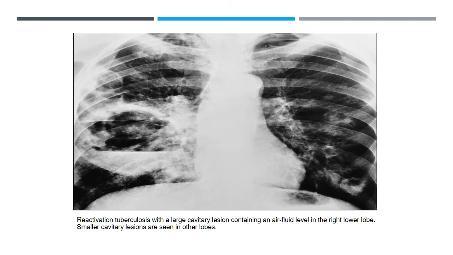Here is a picture of reactivation tuberculosis with a very large cavity lesion containing an air fluid level in the right lower lobe. There is a smaller cavity in other lobes, but here in the right lower lobe, you can actually see the fluid level in the round cavitation. Interesting, right?